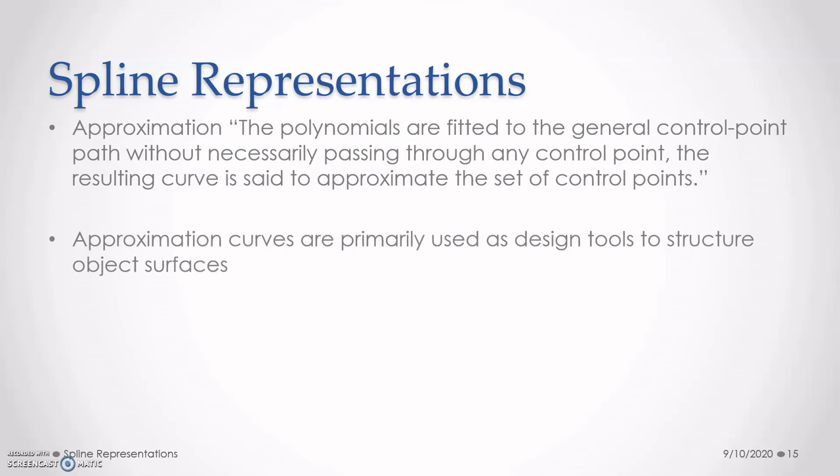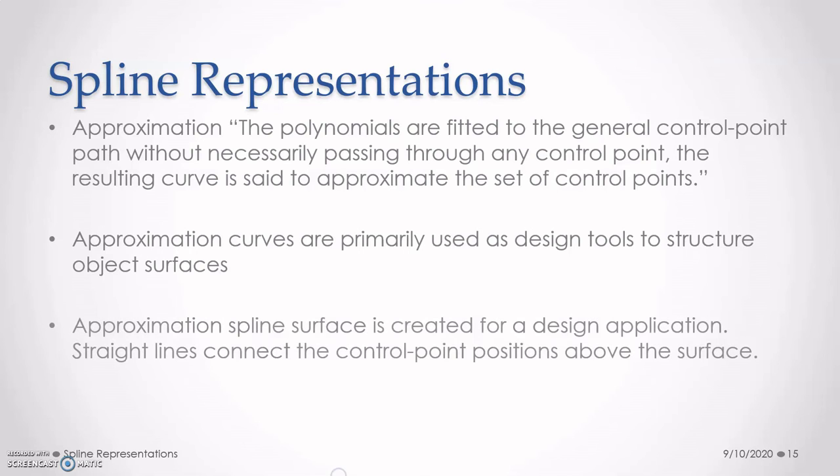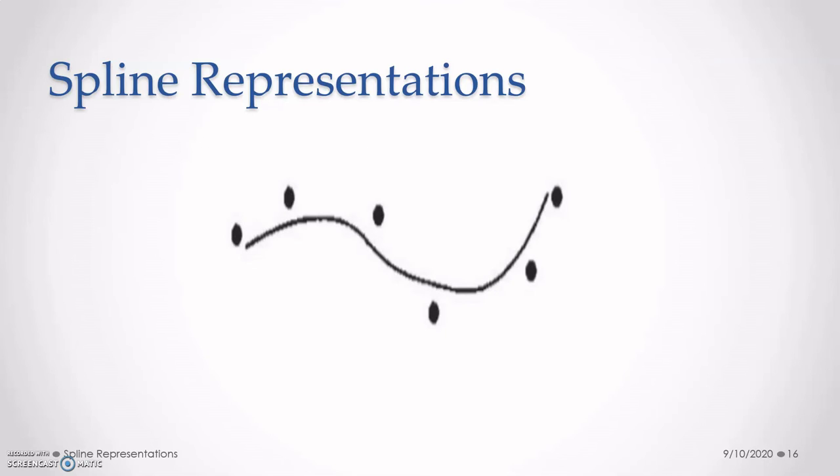Approximation curves are primarily used as design tools to structure object surfaces. An approximation spline surface is created for a design application. Straight lines connect the control point positions above the surface. This is how an approximation spline representation looks. It hasn't touched any of the control points, but it has formed a curve through the path of the control points. This is a set of 6 control points approximated with piecewise continuous polynomial sections.